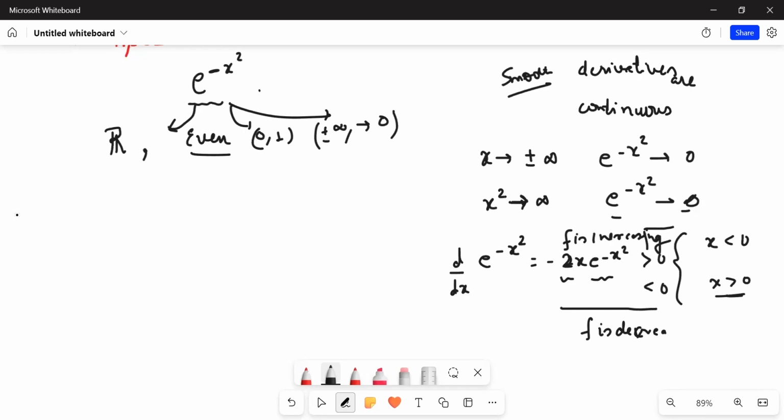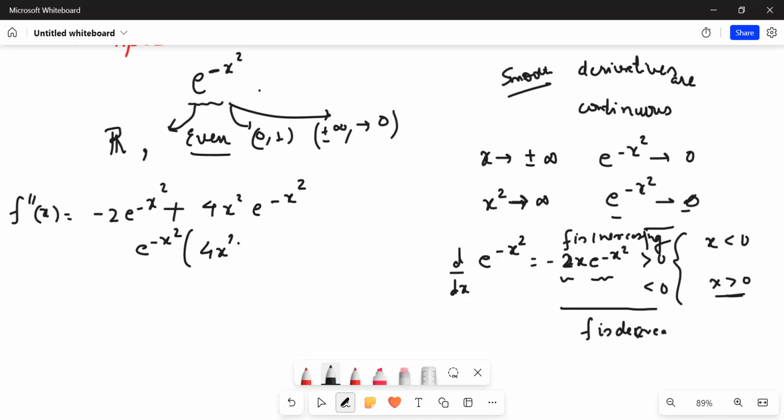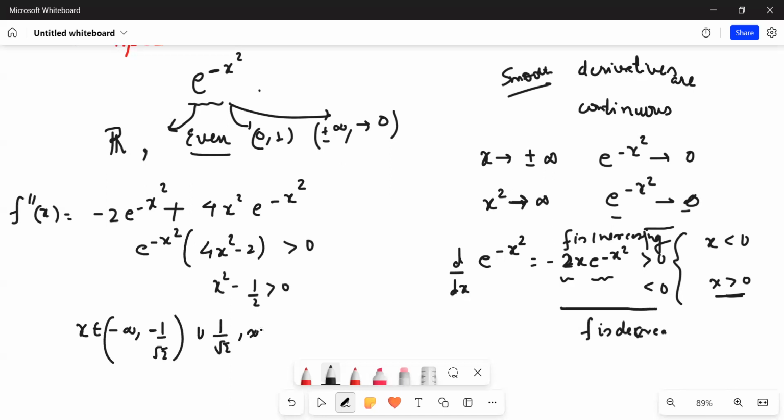Good. So just think about f double dash x. What could be f double dash x? F double dash x would be minus 2 e to the power minus x square plus 4x square e to the power minus x square. If I take e to the power minus x square common, we get 4x square minus 2. It will be positive only if x square minus 1 by 2 is positive, which means x belongs to minus infinity comma minus 1 upon root 2 union 1 upon root 2 comma infinity.